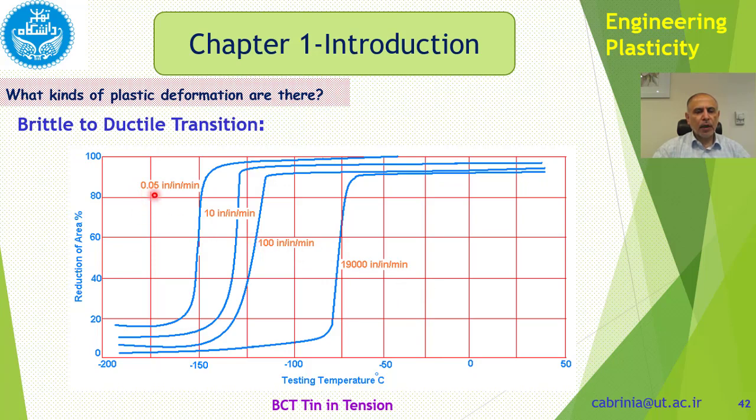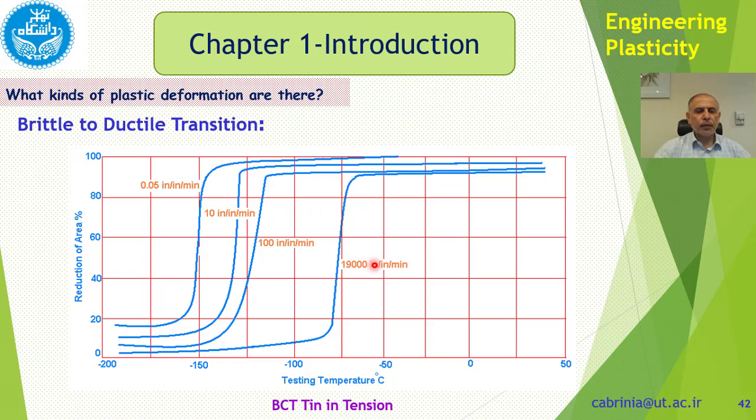For instance, here we have 0.5 inch per minute. A strain rate is dε/dt. So ε is dL over L, so it's dimensionless, and over time it's just per second or per minute. So here we have shown 0.05 inch per inch, which is dimensionless, and per minute. As you can see, the strain rate changes: 0.05, 10 inch per minute, 100 per minute, 19,000 per minute. This is a dynamic loading, and this is static loading. You can see that there is much difference between the behaviors.